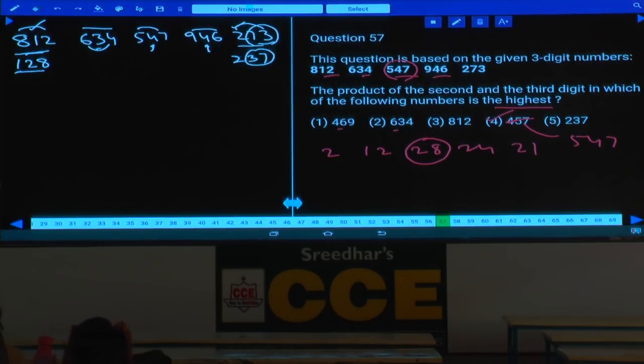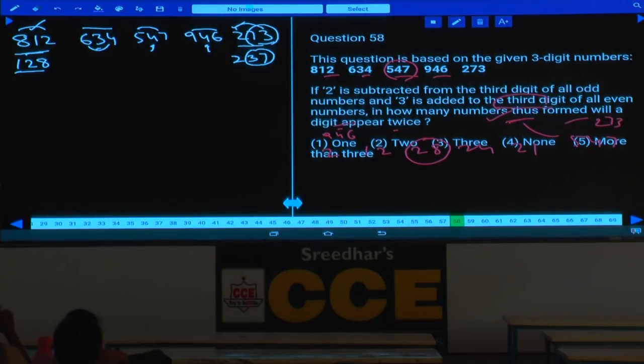Now 469 and 634, 812 and 450, 547, and this must be 273, and this one 946, because the question should always be related to the original number rather than the new number we are getting here. And question number 57, choice 4.